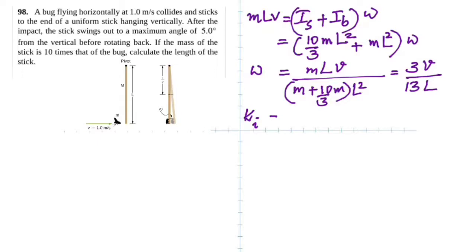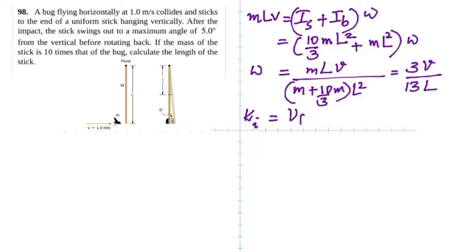Now we can also use the energy concepts, because initially the bug has kinetic energy, but finally both of them are raised up through a height h, so they have potential energy. So the initial kinetic energy of the bug is equal to the total potential energy of the bug and the stick. And when you try to find the height, you have to use this angle to find the height.